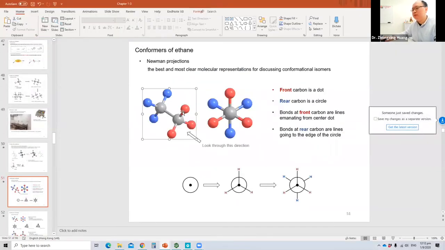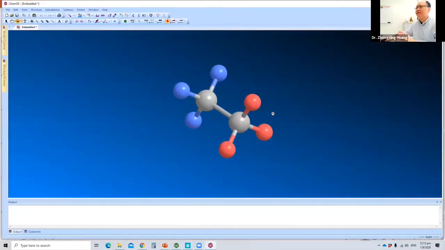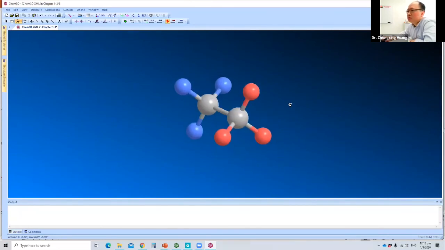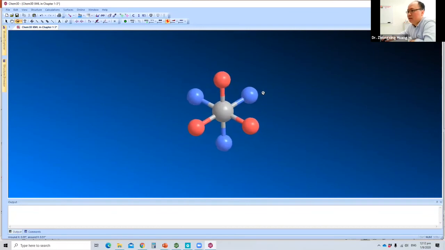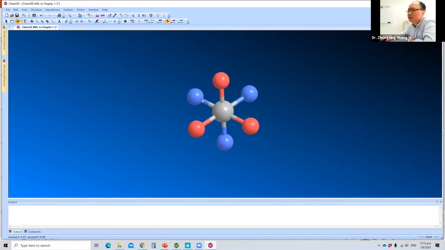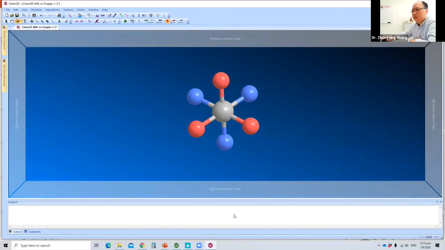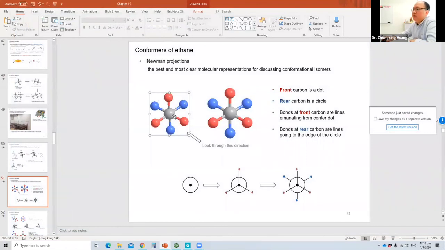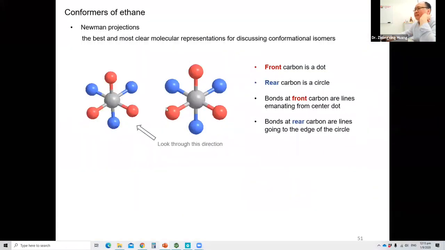Now I have to show you the 3D model so you can understand it easily. This is the model, you can move it around. This is C1, C2, the red, blue. What I want you to look through is this direction. Look through this CC bond. So these 3 red hydrogens are in the front, and 3 blue hydrogens are in the back. Understandable? Okay, let's get back. See, it becomes like this, and so we are going to draw this.